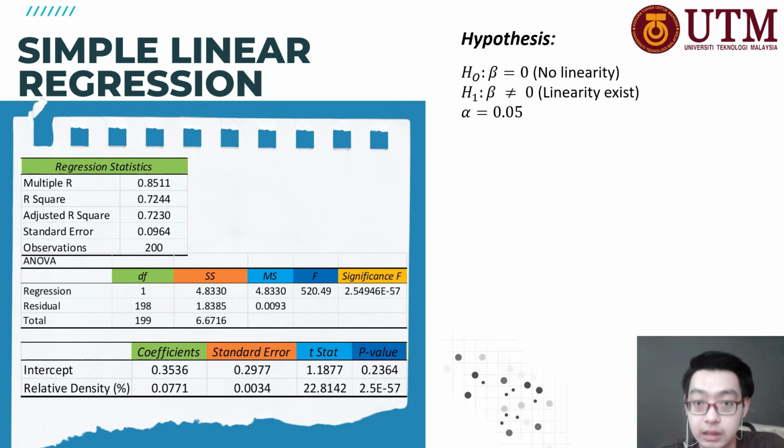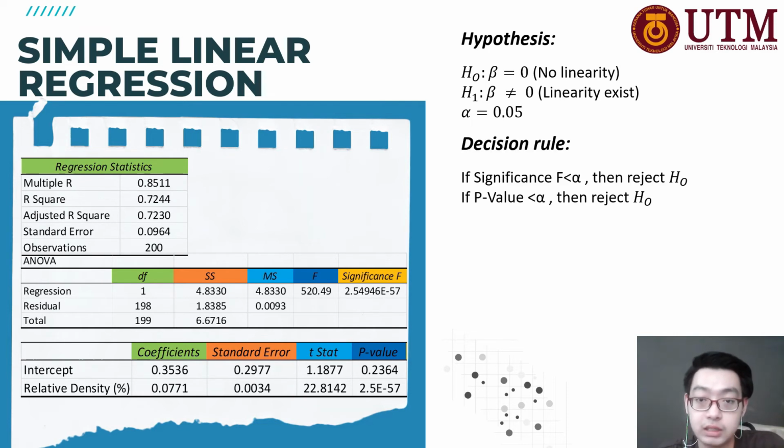The hypothesis we use here is H0: beta equal to 0, which means no linearity, and H1: beta not equal to 0, which means linearity exists, and the alpha we use here is 0.05. For the decision rule, if significance F is less than alpha, then we reject H0, and if the P value is less than alpha, we also reject H0.